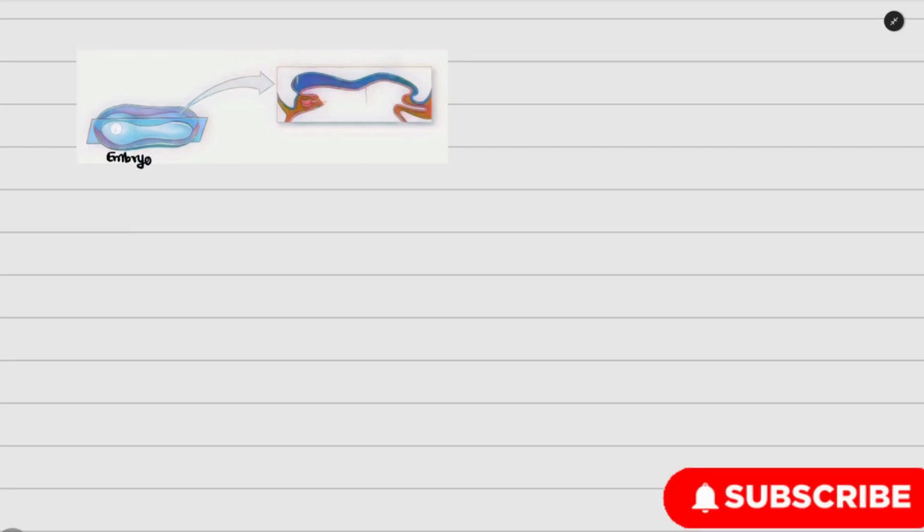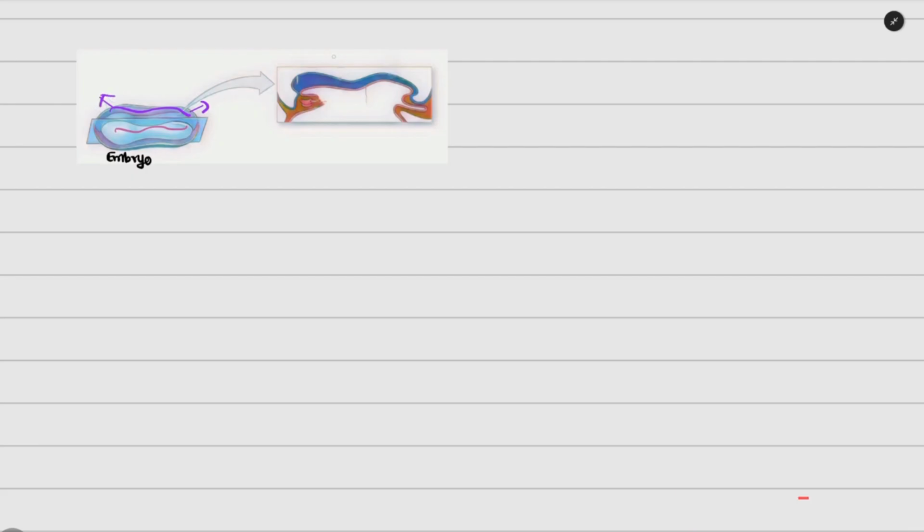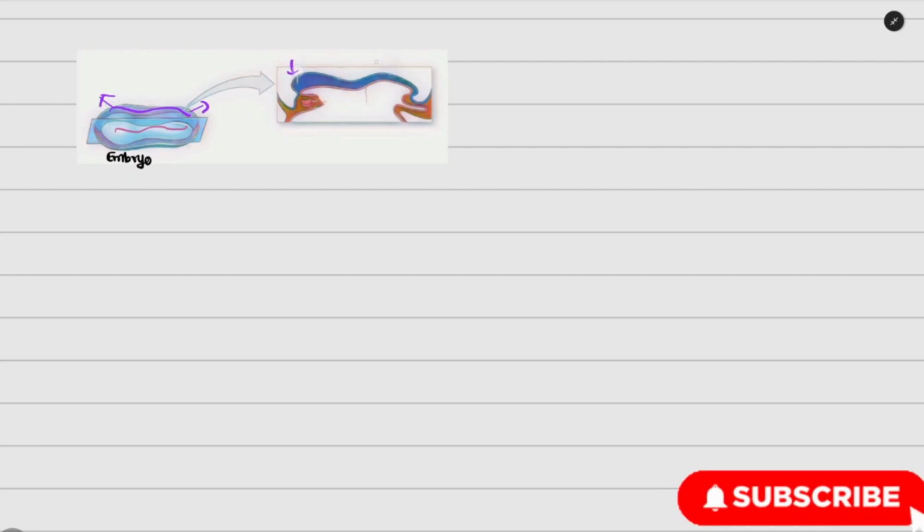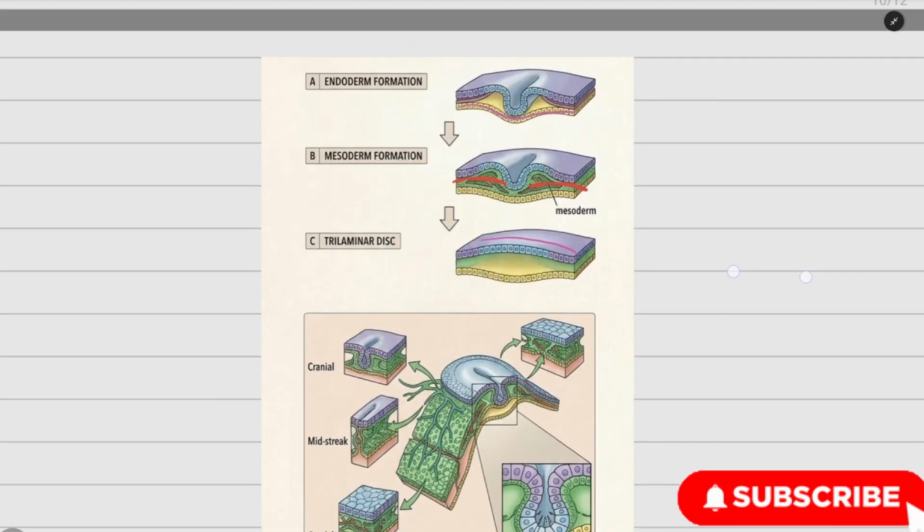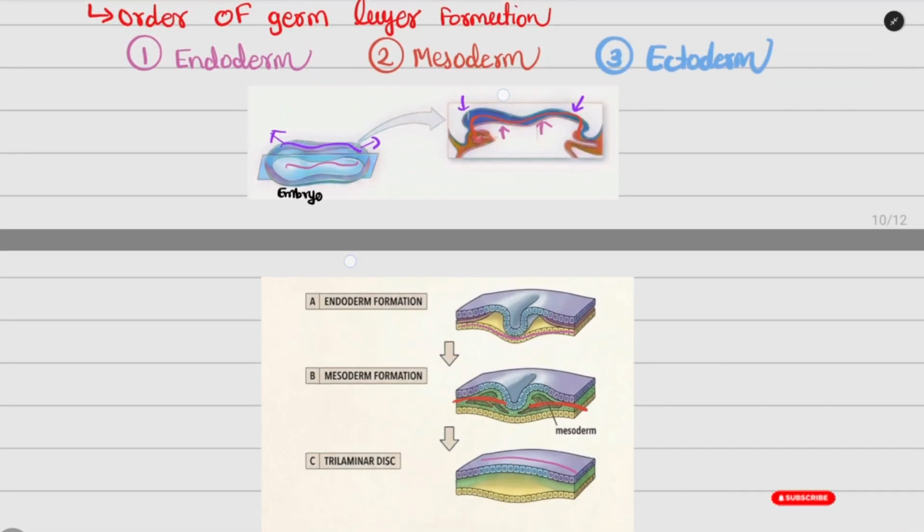We have to think of this whole process in 3D. We can't draw in 3D, but we can assume it like this. We have the innermost layer endoderm, middle layer mesoderm, and outside layer ectoderm. If we take a cross-section from the embryo, ectoderm is outside, endoderm is inside, and between them we have mesoderm. And now let us see in the diagram and move forward.